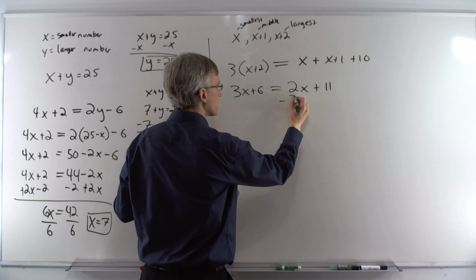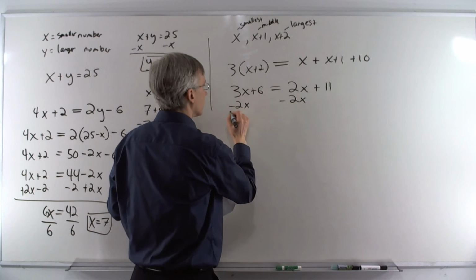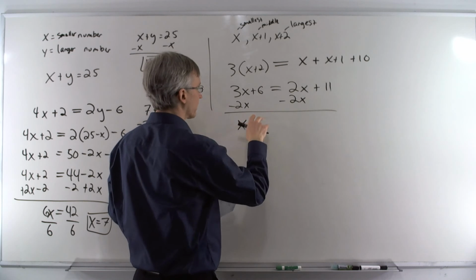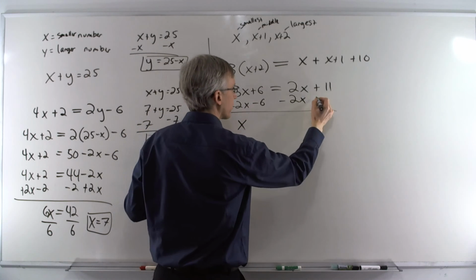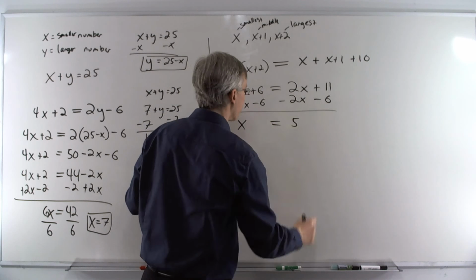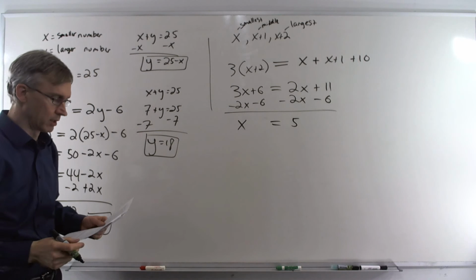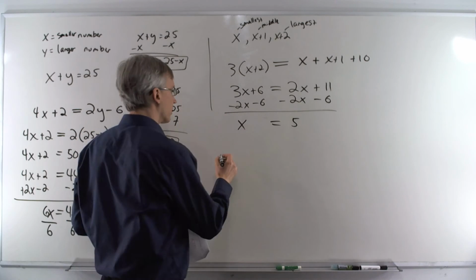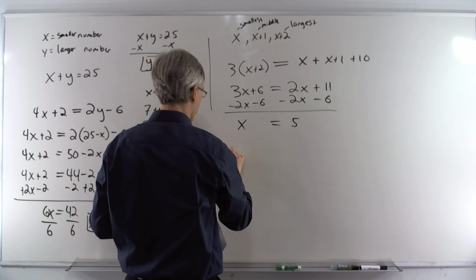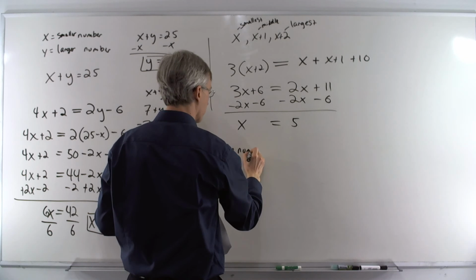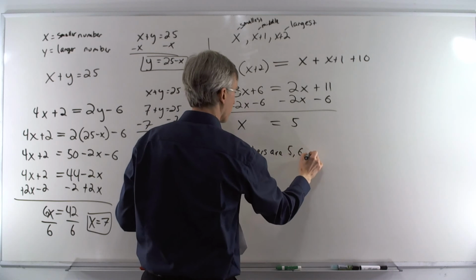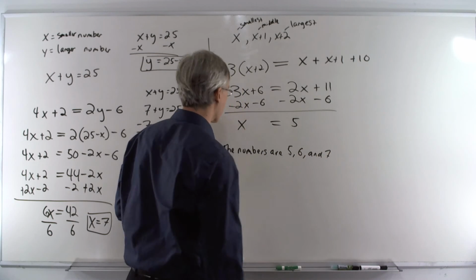Now to combine like terms, I want to get rid of the 2x there. 3x minus 2x is x. And we got the x's on the left, so let's get rid of these numbers on the left, move them over to the right. So those go away. X equals 5. So that makes the first number 5. X plus 1 is the second number, so that's 6 and 7. So the numbers are 5, 6, and 7.